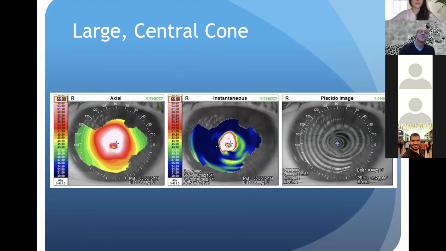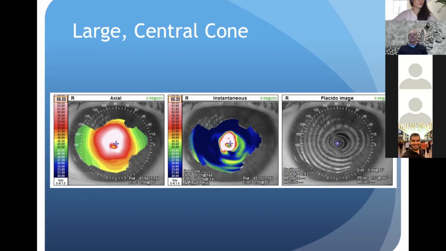This is a patient also with keratoconus, and this cornea is so steep that it is actually in the white zone, so it's greater than 70 diopters, and it's a very central cone, as evidenced on the instantaneous map, and you can see the irregularities on the Placido image here.